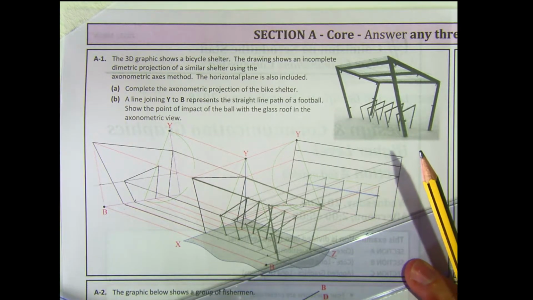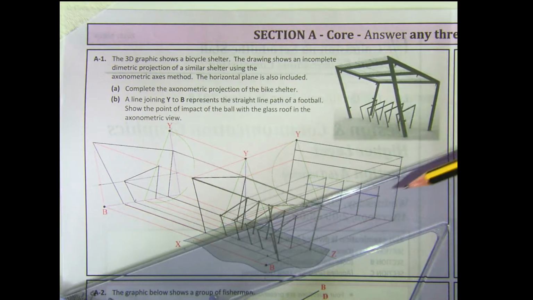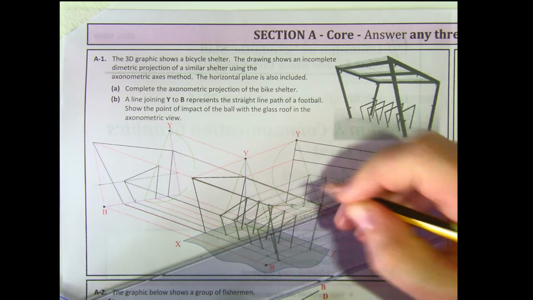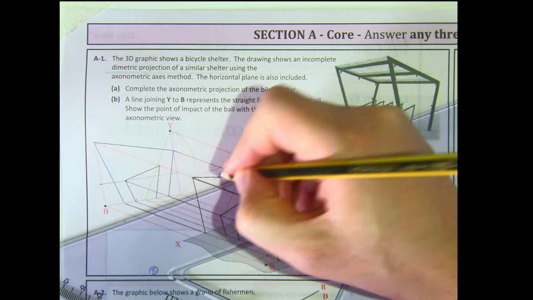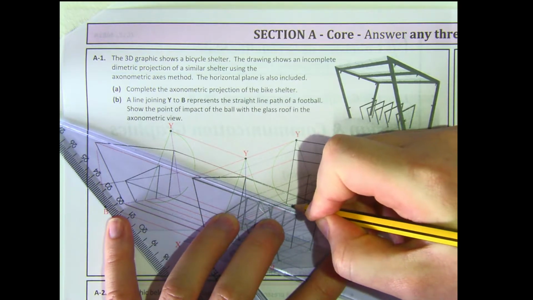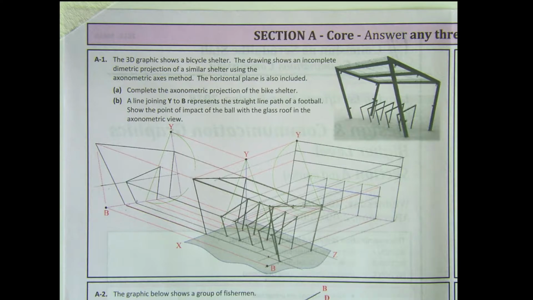That's done the same way as locating every other point. So taking this, projecting it down until it intersects with this line, so it's going to be there. Same on the other side. There. And we can draw a line joining the two of them. So that's the top. And that there completes part A of this question.